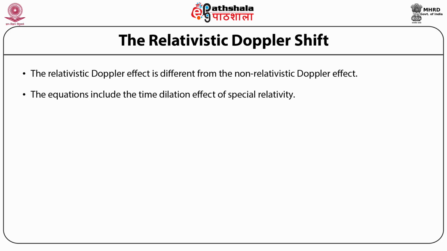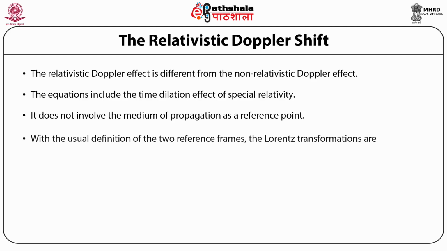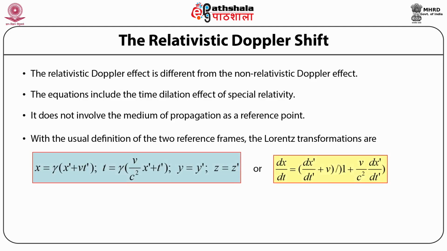And the third important aspect that we need to take into consideration is that it does not involve the medium of propagation as a reference point. So, again, taking two frames of reference, that is the k frame of reference and k prime frame of reference, which are both inertial and moving relative to each other, the Lorentz transformations are given by x is equal to gamma times (x prime plus v times t prime), and t is equal to gamma times (v by c square times x prime plus t prime), y is equal to y prime, and z is equal to z prime.